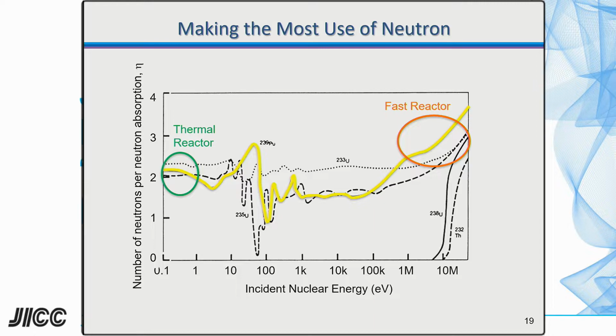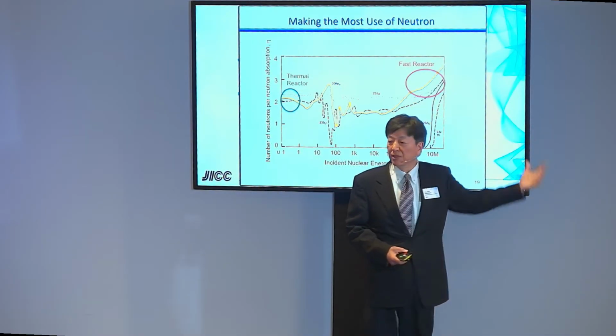Please look at this area. The neutron emission is more than 3 or 4, right? This means we can make the most use of the neutron at the higher energy. Actually, this is the fast reactor neutron energy range. That's why the Japanese government and also French and China, India, those countries are interested in the fast reactor system.